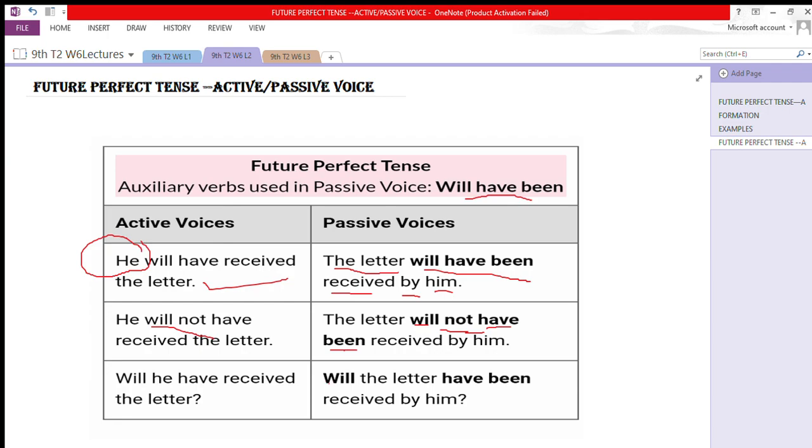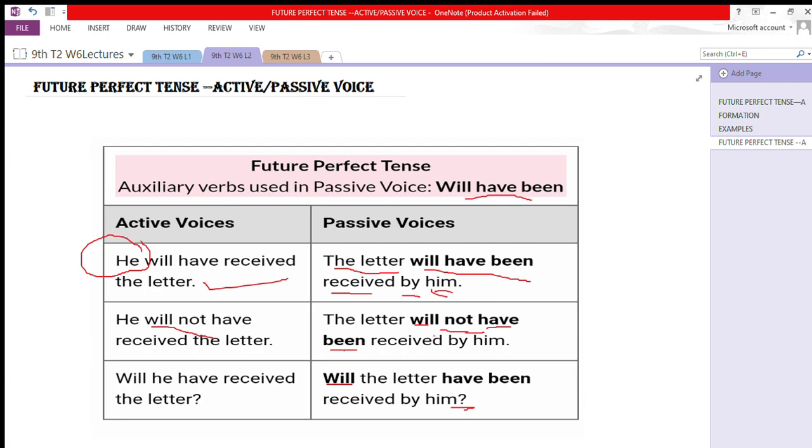You place will in the beginning of the sentence. Will the letter have been received by him? And don't forget to put in a question mark whenever you are using interrogative sentences. So this was all about future perfect tense, active to passive voice. And same, if the passive voice is given, the reverse action takes place. Okay. Now see, the letter will have been received by him. You have to change it into active voice. So him will be changed into he. He will have received the letter.